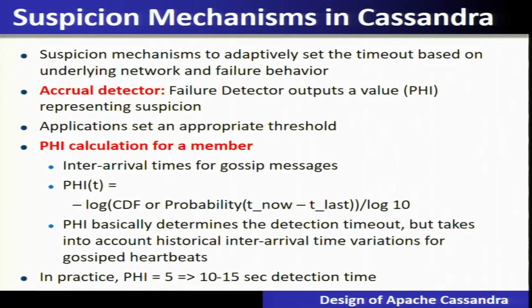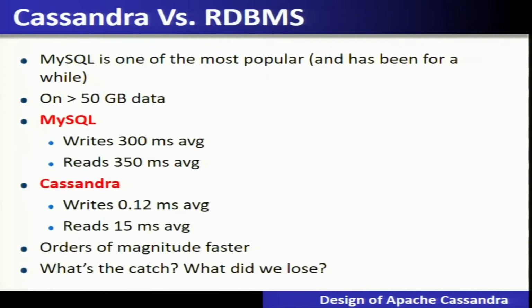So, suspicion mechanism is also there in the Cassandra, suspicion mechanism to adaptively set the timeout based on the underlying network and the failure behavior. So, accrual detector means failure detector outputs a value representing the suspicion, and the application sets an appropriate threshold for that. So, we are not going into detail about PHI calculation. So, that is used for the gossip protocol settings.